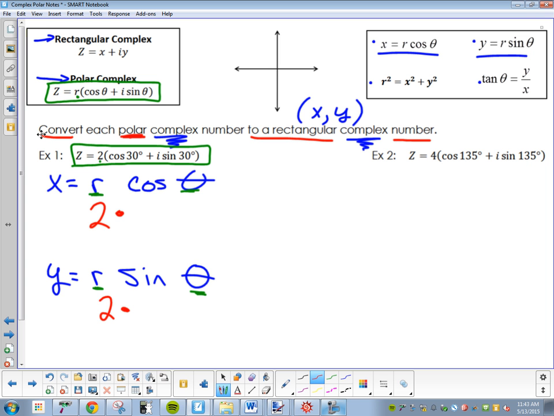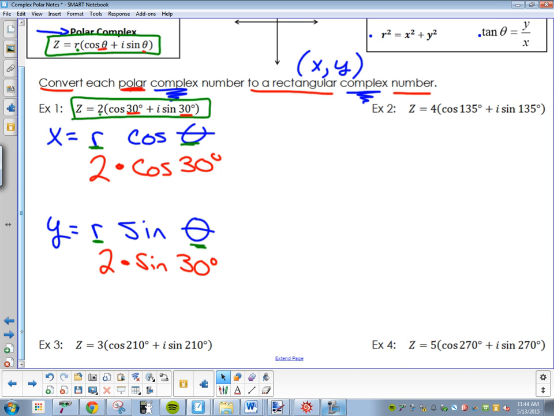And my theta, what's my theta going to be? 30. It's the only angle in the problem, 30 degrees. So 2 times cosine of 30, and 2 times sine of 30. Once we've gotten to that, it's exactly like what we did yesterday, what we did on our quiz, and what we've done for the last 2 weeks.